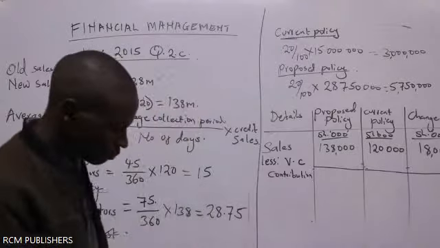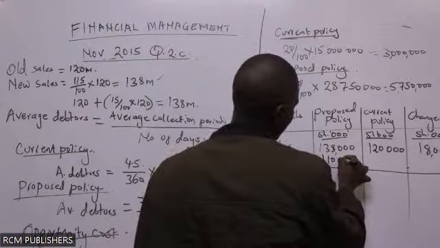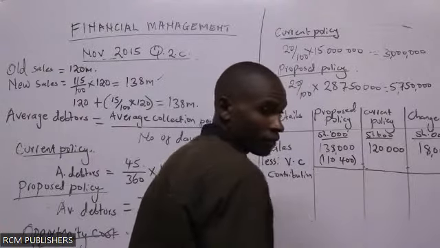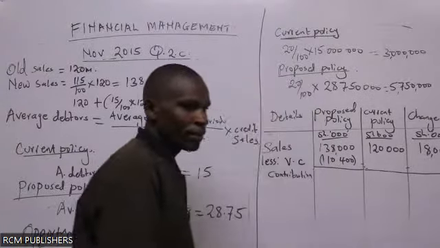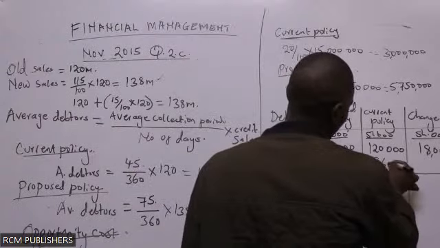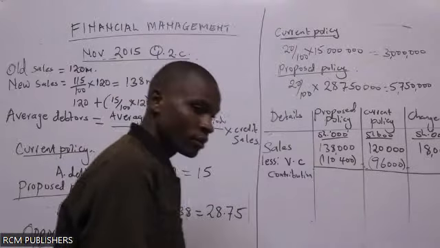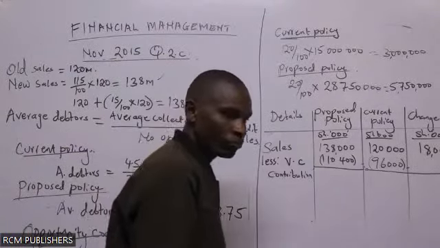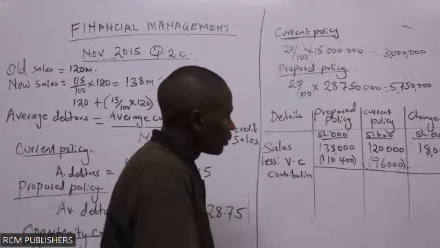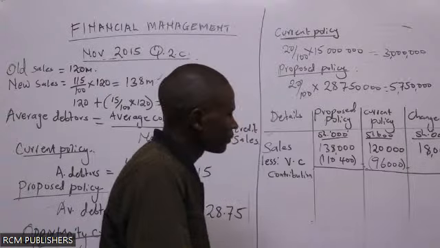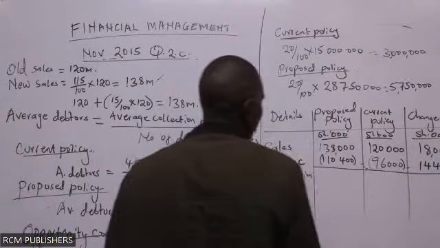Patia hiyo. 110,400. Thank you. Write that. Hii huwa tunatoa. What about for the current policy? Current policy, 96,000. Give me the change. 110,400 minus 96,000. Pata ngapi? 14,400. Give me the contribution.